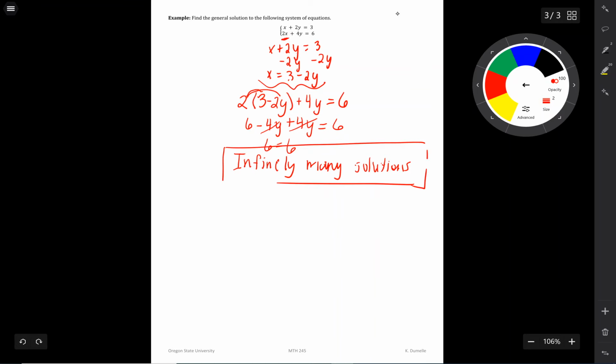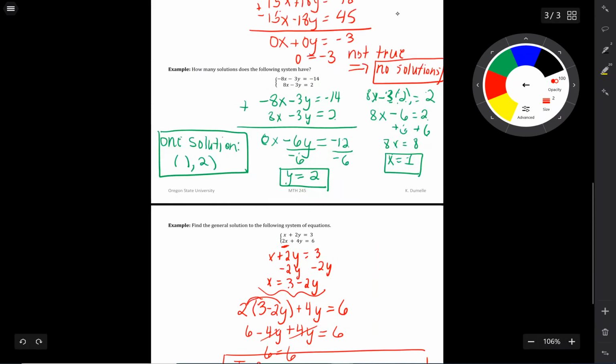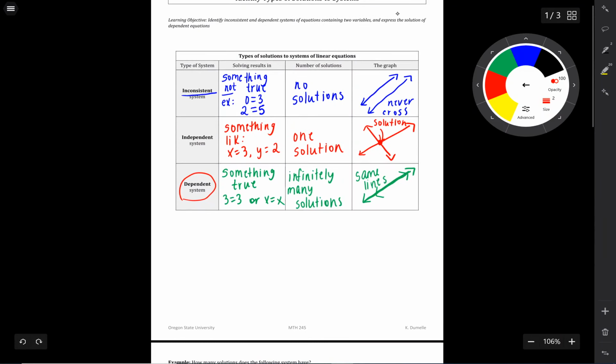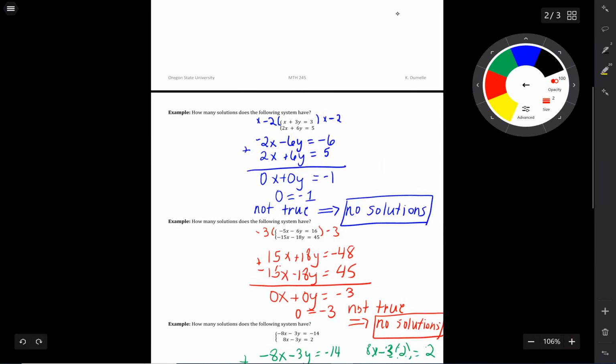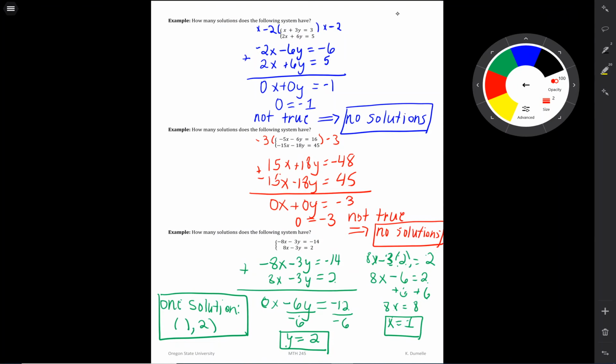All right. So that was a short and sweet lesson all about different kinds of solutions. We can either have no solutions, one solution, or infinitely many solutions. Hopefully you feel good about this. If not, make sure to leave a question or comment on the discussion board for this lesson.